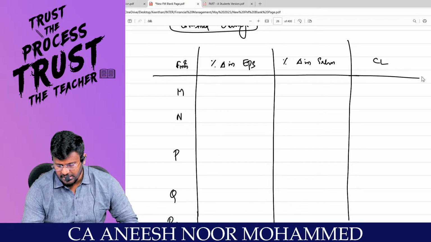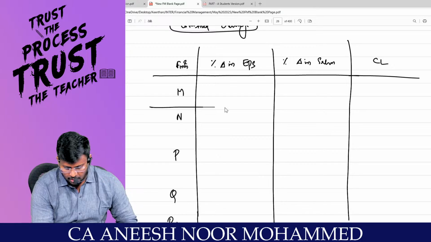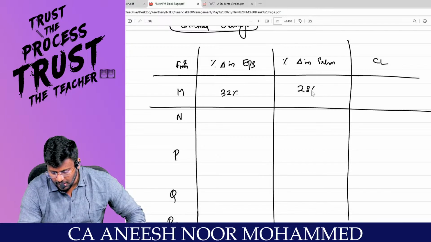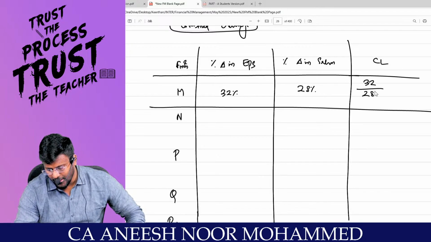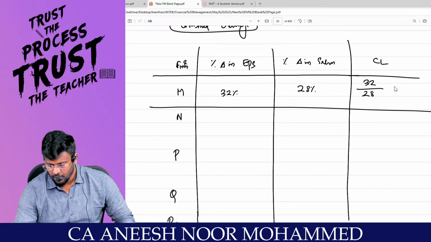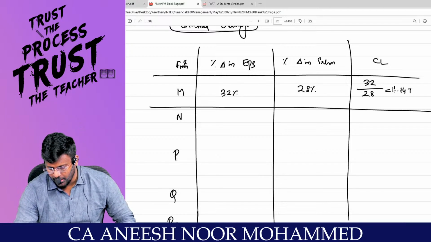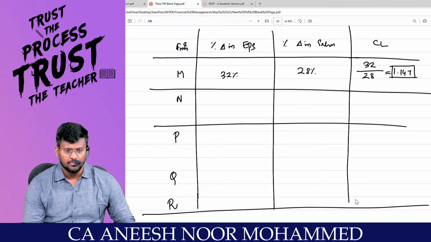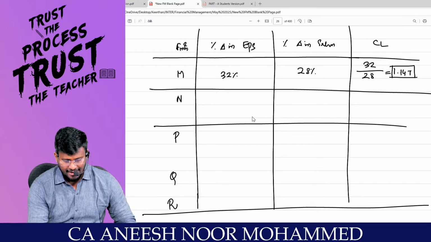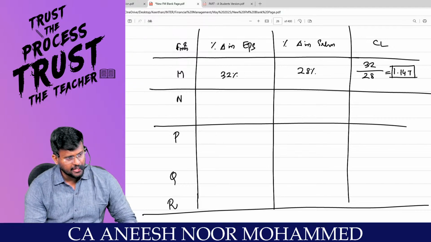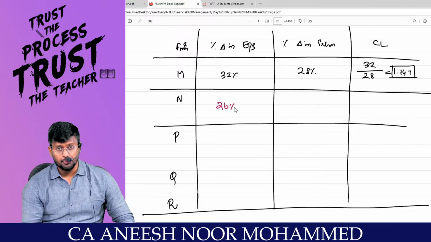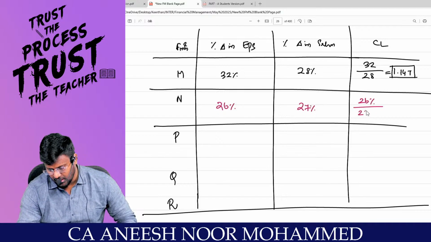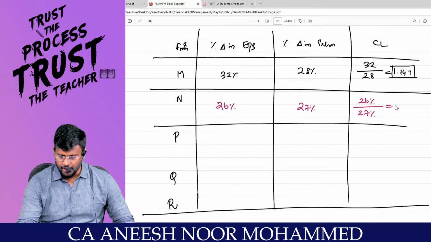Comfortable? What is the percentage change in EPS? 32%. What is the percentage change in sales? 28%. So 32 divided by 28 is equal to 1.14 times is the combined leverage. Getting it? To the next firm, N. What is the percentage change in EPS? 26 percent. Percentage change in sales? 27 percent.